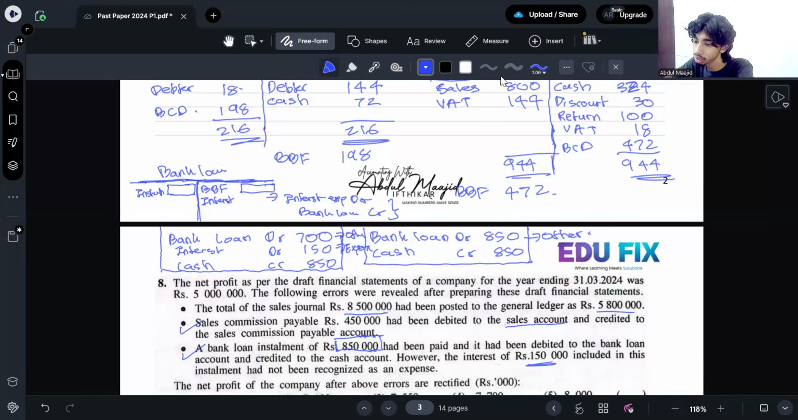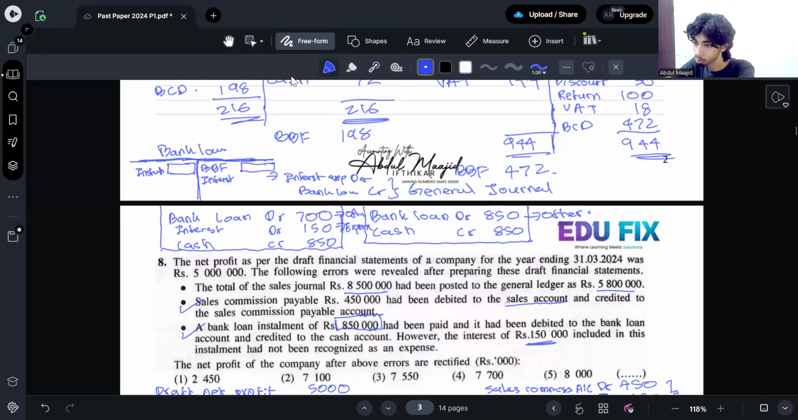In which prime entry book will you record this adjustment? Interest expense debit, bank loan credit. In the general journal. Okay. You look into the 2025 marking scheme. This is how they have done. They have put the entire bank loan installment amount under the other column. And in the general journal, they have done the adjustment for the interest. Okay. That's some additional information I gave now. We will study that again in the 2025 part 2 paper.